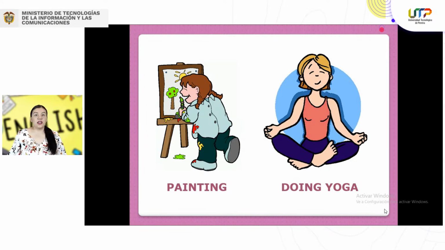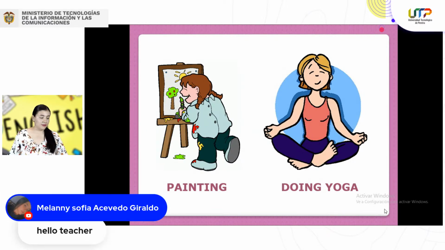So that J in Spanish, the one that we say yoga in Spanish, in English, we just pronounce it like a vowel. So we don't say yoga in English, but we say yoga. So doing yoga, okay? That would be the activity in English.